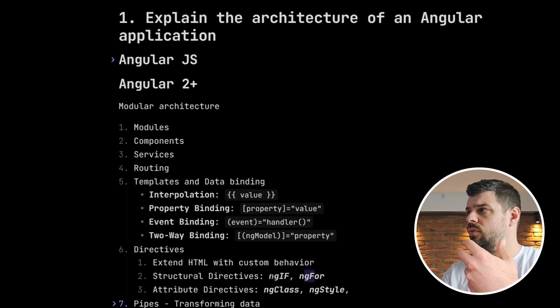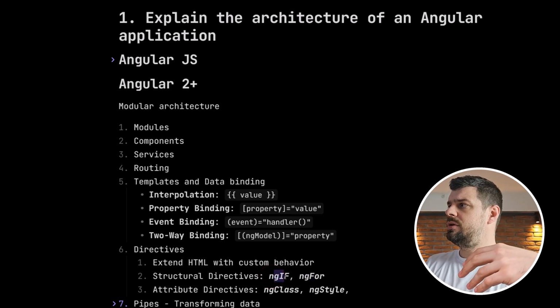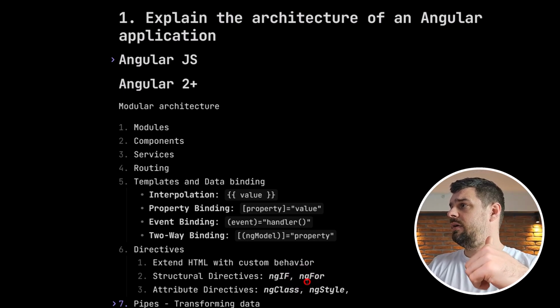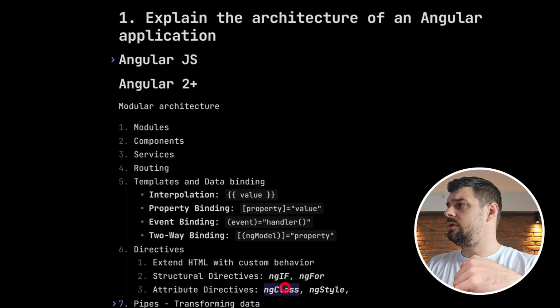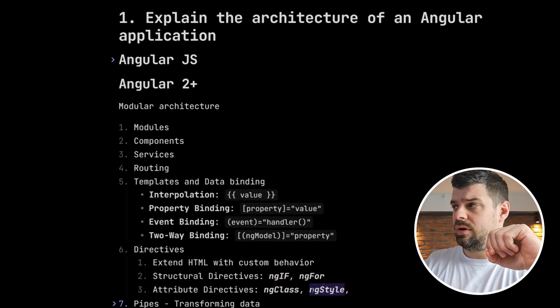So we are checking if something is here to show the specific blocks or looping through some data and showing more and more components inside of that. And also we have attribute directives. These are just showing the classes and adding an attribute within our component here.